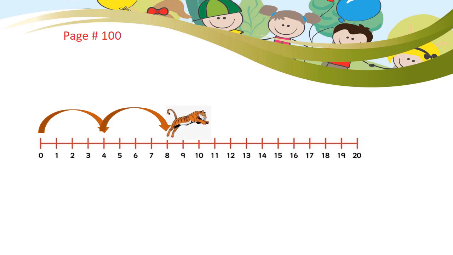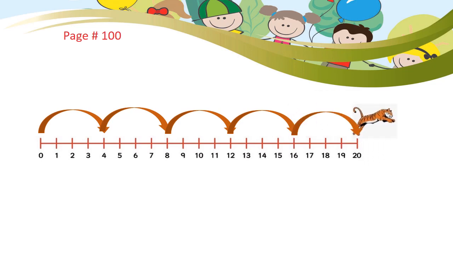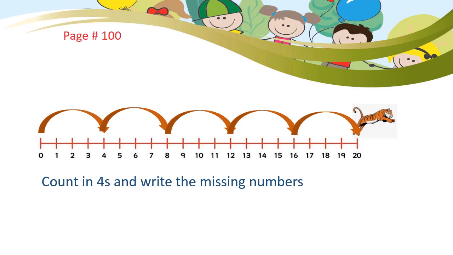Now again it skips 3 numbers and jump to the number 12. After skipping 3 numbers 13, 14, 15, it jumps to the number 16. After skipping 3 numbers again, it jumps to the number 20. Now we can do the question: count in 4s and write the missing numbers.